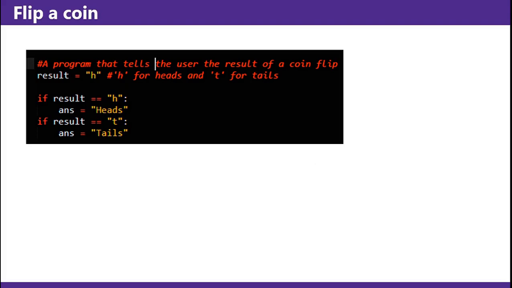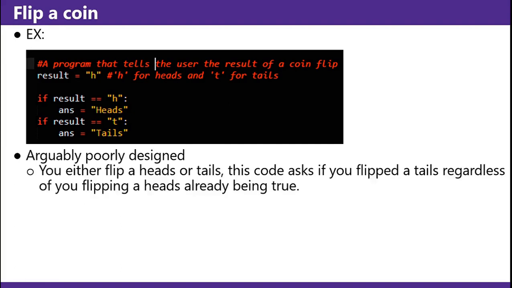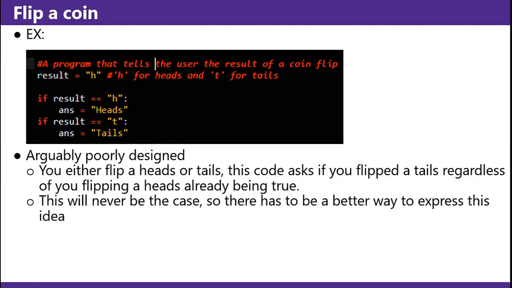Flip a coin. This is a program that tells the user the result of a coin flip. The result is H. If the result is H, the answer is heads. If the result is T, the answer is tails. This is arguably poorly designed. You either flip a head or tails. This code asks if you flip tails, regardless of you already flipping a head being true. This will never be the case, so there has got to be a better way to express this idea.